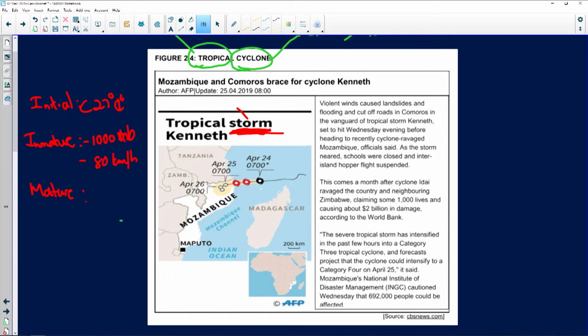Okay, that's when the pressure is below 1,000 hectopascal. And very importantly, we have a beautiful eye, the symbol. Perfectly shaped round isobars. Okay.